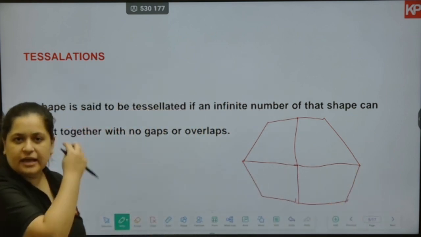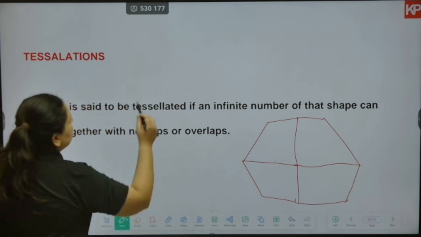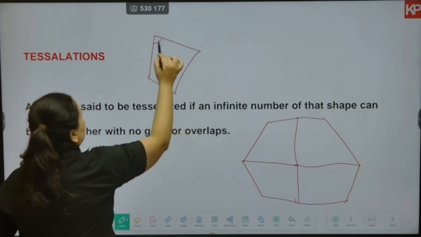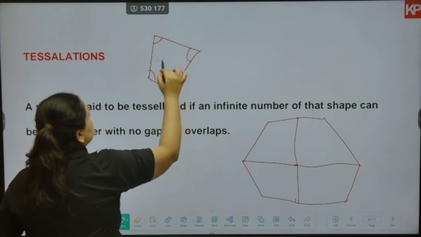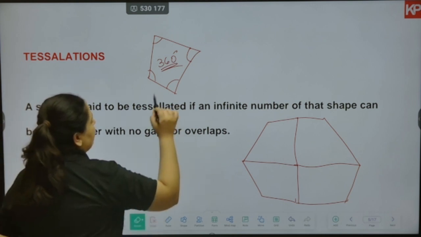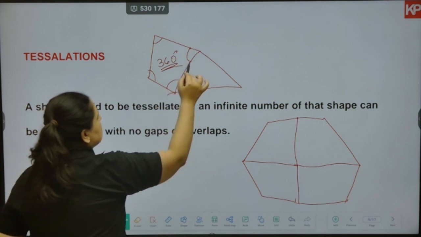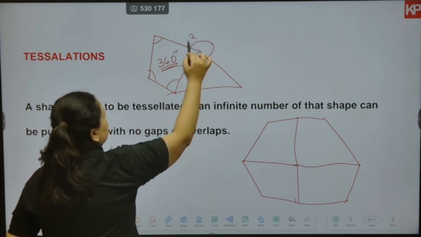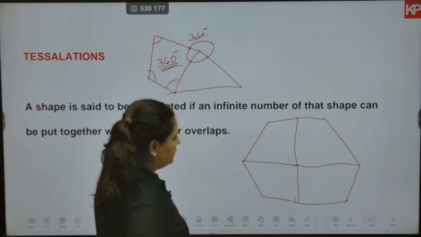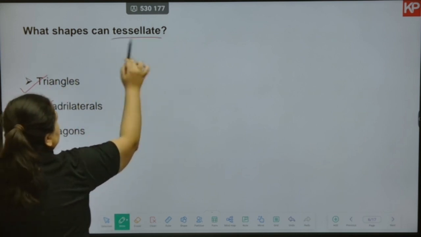Now you may say that all these are very basic shapes, or this can be a fluke as well. But you must know that for any quadrilateral that we are talking about, if we add its internal angles, it is always going to add up to 360 degrees. So that is how we can say that it is going to tessellate. No matter what the next angle here comes as, it is going to add up to 360 degrees. So triangles, quadrilaterals and hexagons will always tessellate.